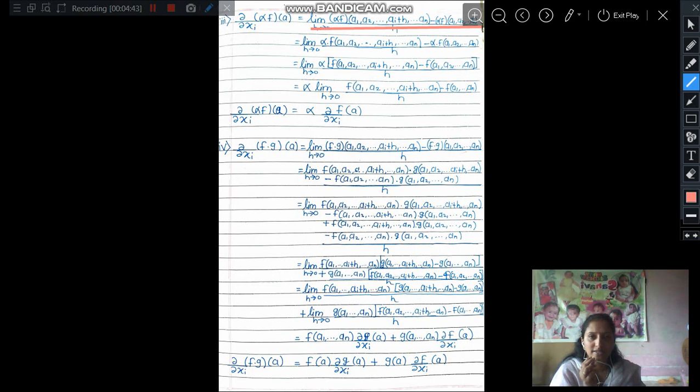Now alpha is a scalar, taking it outside the bracket: alpha times [f(a1, a2, up to ai plus h, up to an) minus f(a1, a2, up to an)] upon h.